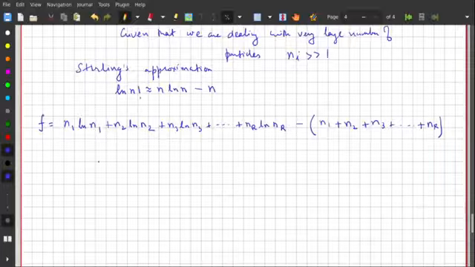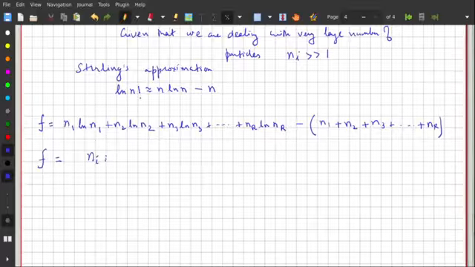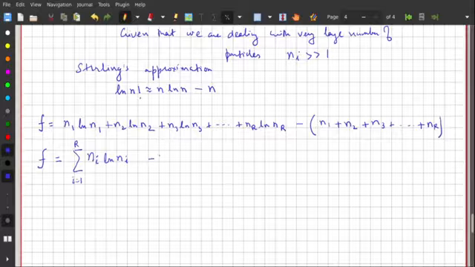Okay, so we can write this function f in terms of a summation notation. So where we can write this as n sub i log n sub i, where i is the running index that runs over i equals 1 to r, minus, and this is basically the total number of particles, so that's basically n. Okay, so that's the function that we are trying to optimize.